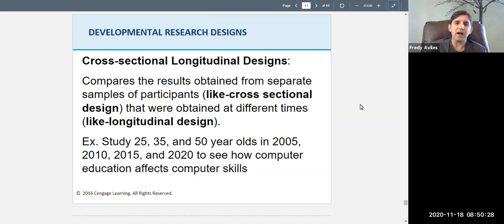So you can study 25, 35, and 50-year-olds, people of different age, and you measure something about them in 2005, in 2010, 2015, 2020. You study them over time. So you study people of different age over time. That's combining both cross-sectional and longitudinal designs. You can see how computer education affects computer skills. So you give them some type of computer education, right? And you do that in 2005, in 2010, 2015, 2020. You track down people of different age over time.